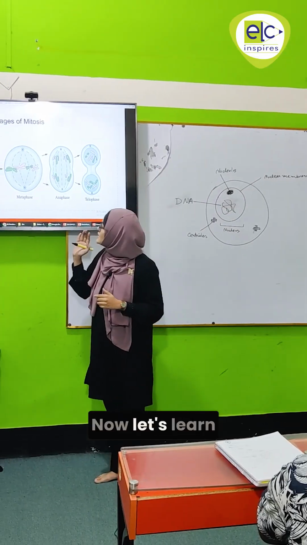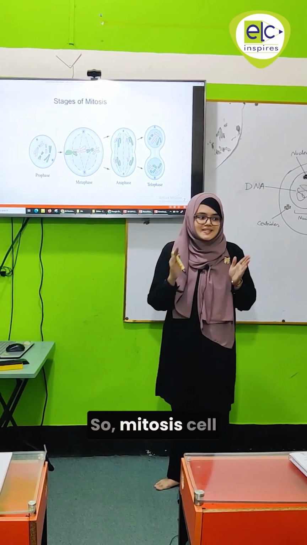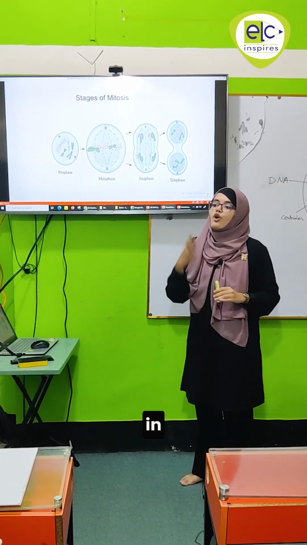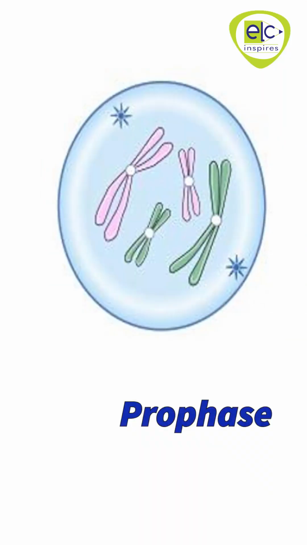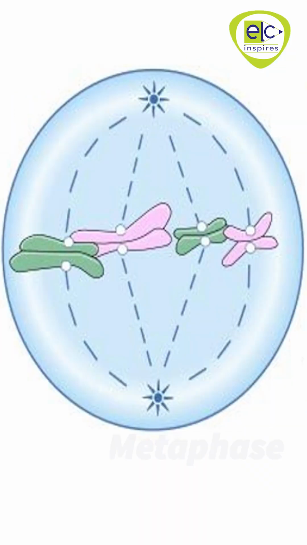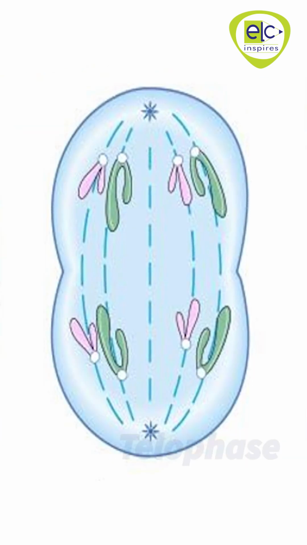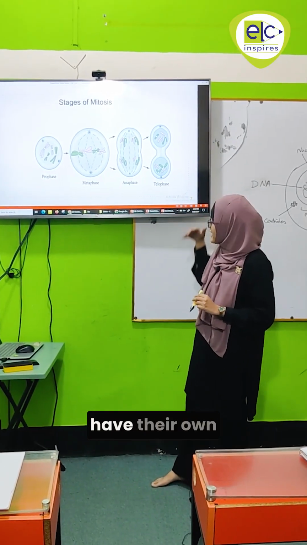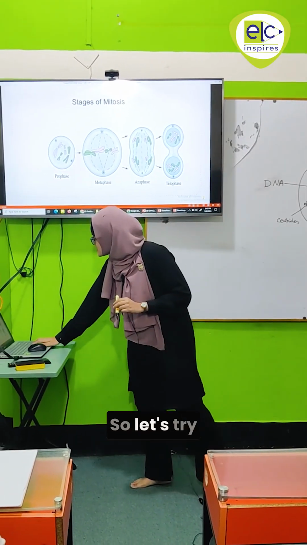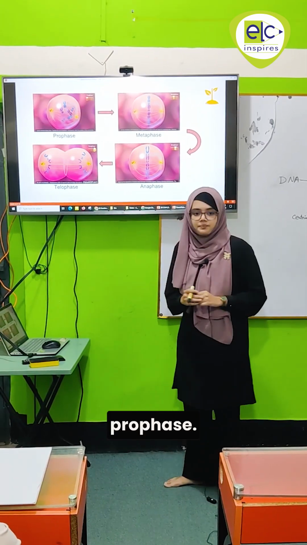Okay, now let's learn what the stages of mitosis are. Mitosis, cell division, occurs in 4 different stages. Stage 1 is prophase, stage 2 is metaphase, stage 3 is anaphase, and stage 4 is telophase. Each of these stages has its own steps. So let's try to learn what happens in each of these stages. First let's start with prophase.